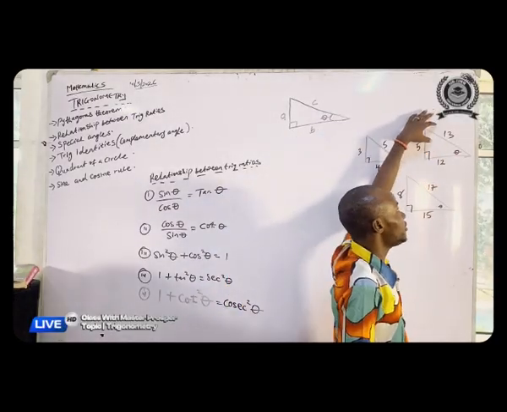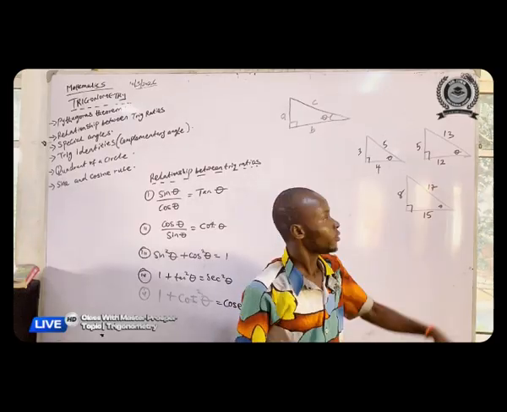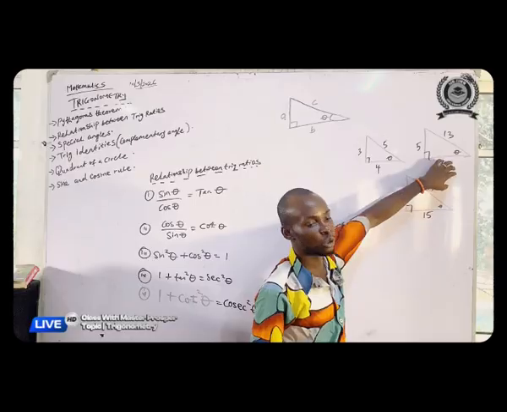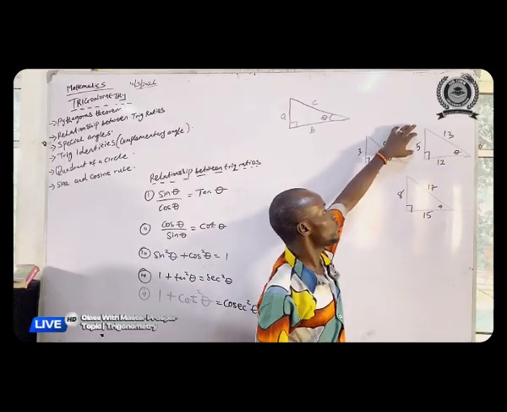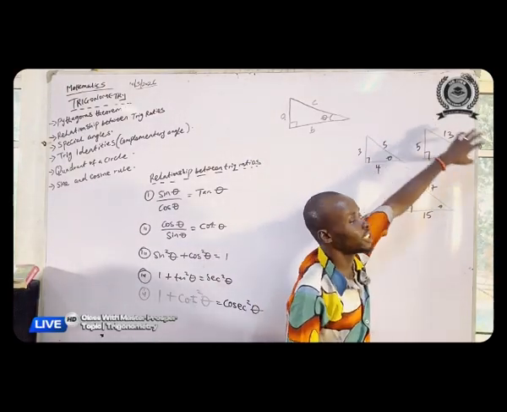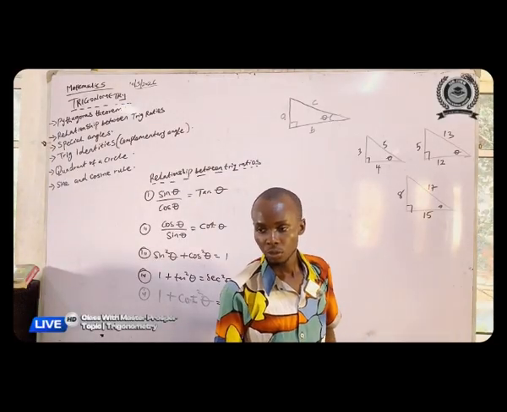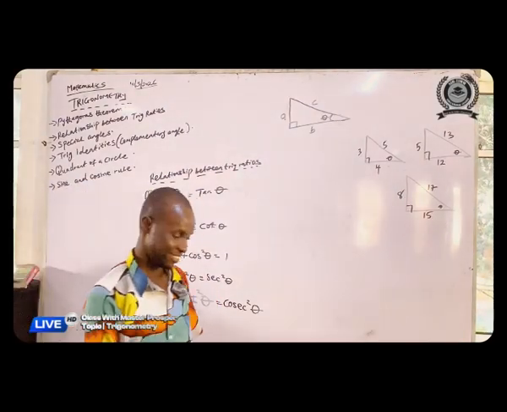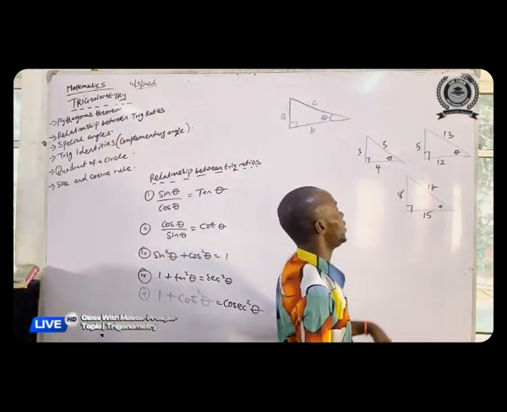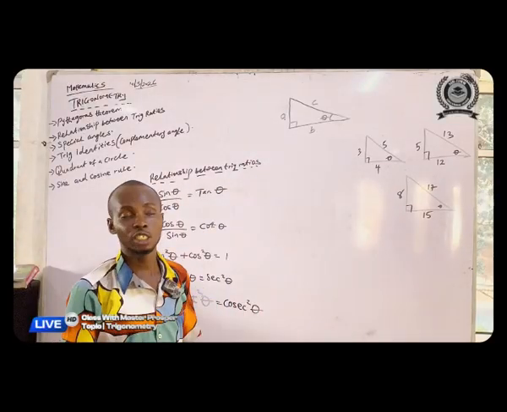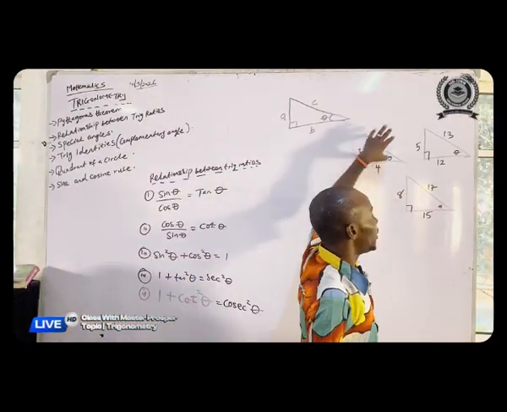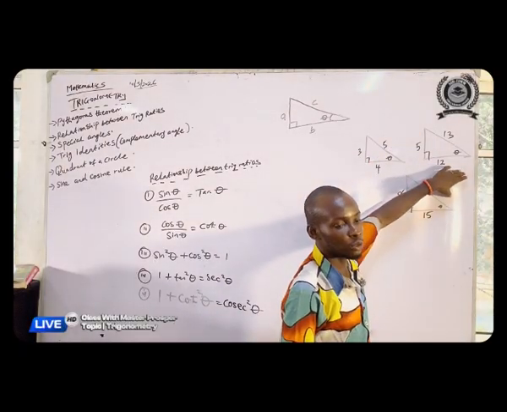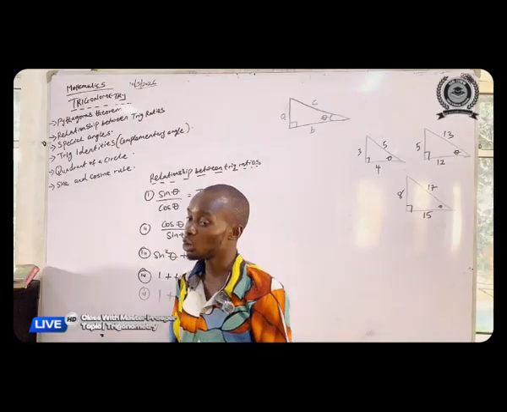Then coming here, if the longest side is 13, and here is either 12 or 5. If here is 5, here is going to be 12. But if it says 12, here is going to be 5. 13 squared is equal to 169. We'll keep it one side. 5 squared is equal to 25. 12 squared is equal to 144. 144 plus 25 is equal to 169.